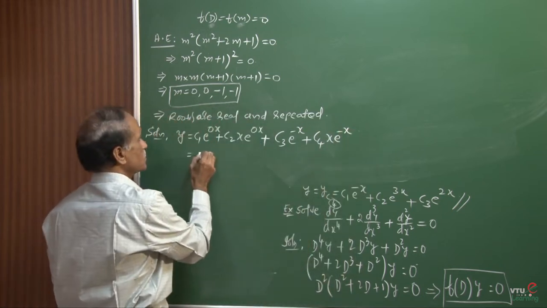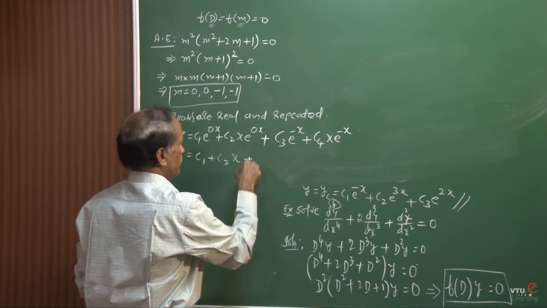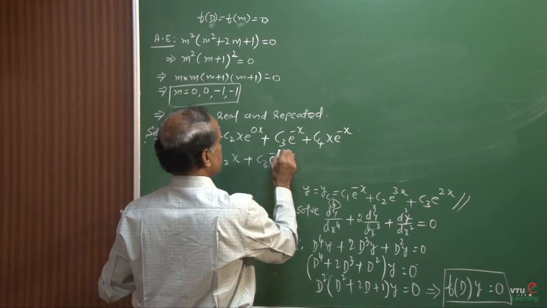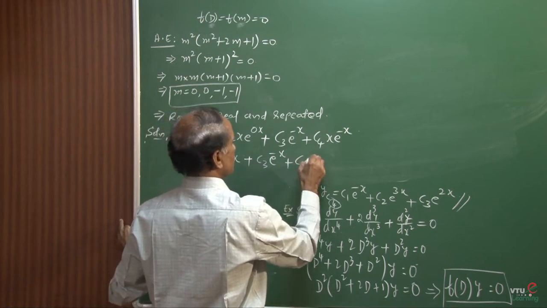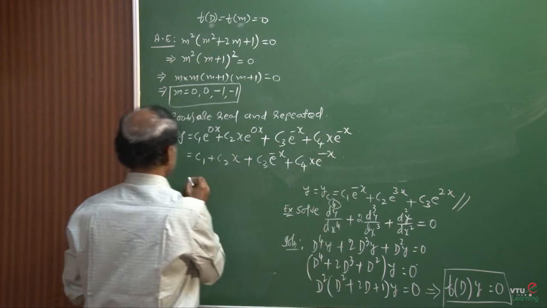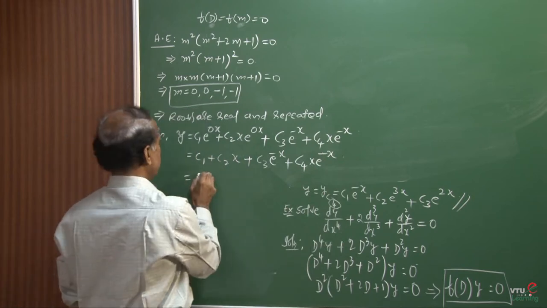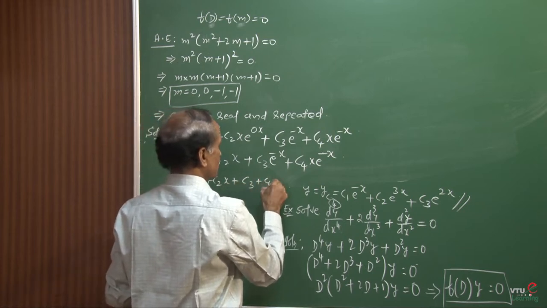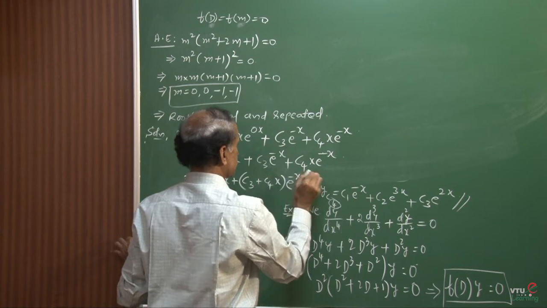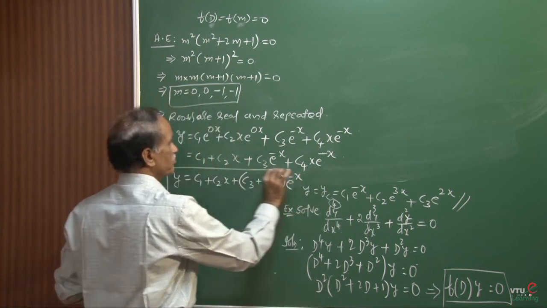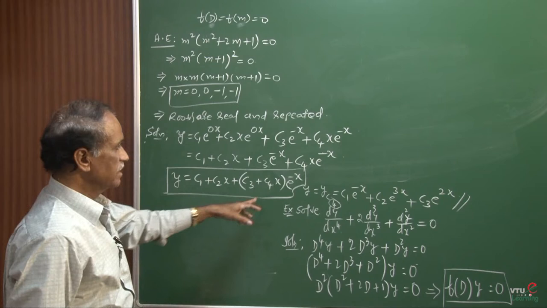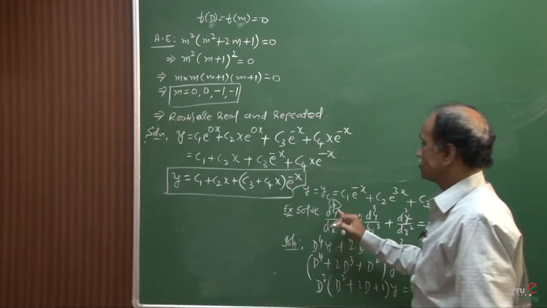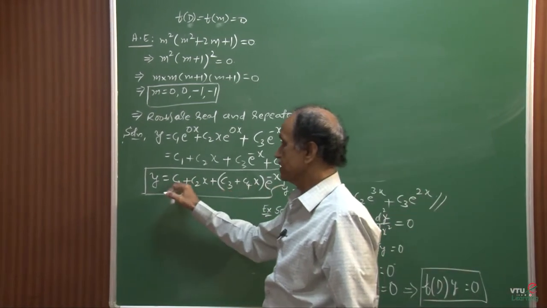This gives c1 plus c2x plus c3 e to the power minus x and plus c4 x into e to the power minus x, and finally c1 plus c2 x plus (c3 plus c4 x) into e to the power minus x. This is the method of writing. Some authors prefer to write like this, by writing exponential term outside. So whenever we have the fourth order derivative, you must expect four different arbitrary constants, and then you have to evaluate.